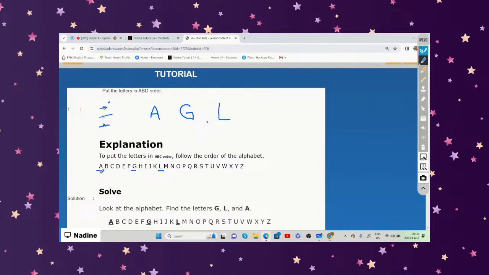If we specifically look at our ABC or our alphabet, it's much easier for you to find the letters. So we start with A, B, C, D, E, F, G, H, I, J, K, L, M, N, O, P, Q, R, S, T, U, V, W, X, Y, Z.